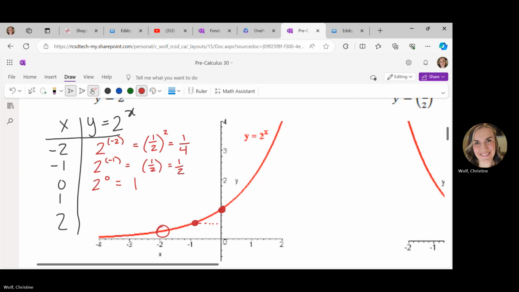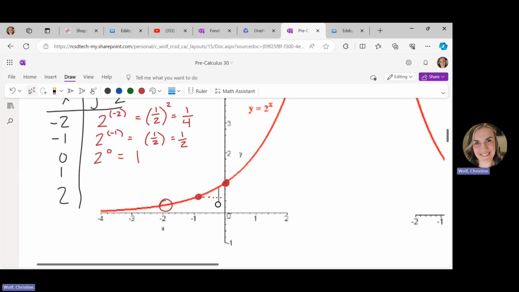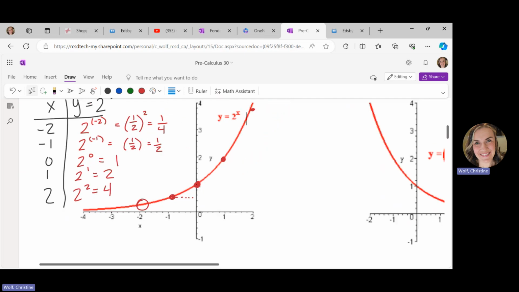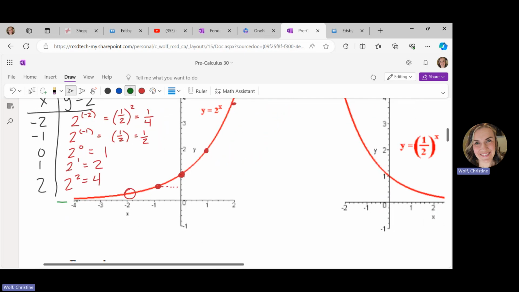Okay? Now, when your exponents are positive, life is easy breezy. 2 to the power of 1 equals 2. 2 to the power of 2 equals 4. If you look at those points, that makes sense. Okay? So in an exponential function, if we look at the pattern here, we just times every answer by 2. 1/4 times 2, 1/2 times 2, 1 times 2, 2 times 2 is 4. We times by 2 every single time, so the y values increase. That makes sense.